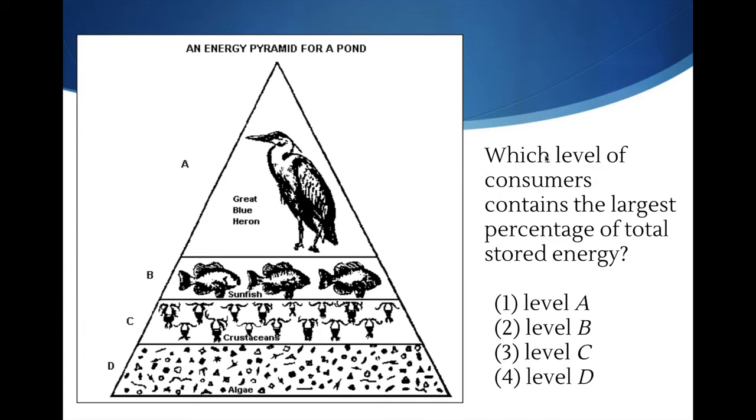So again, this is a practice regions question. It says, which level of consumers contains the largest percentage of total stored energy? So the key word here is consumer, because the largest amount of energy is always at the bottom of the pyramid. You lose energy as you go up, and the population of each organism gets smaller as you go up.